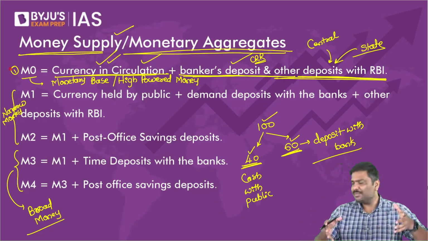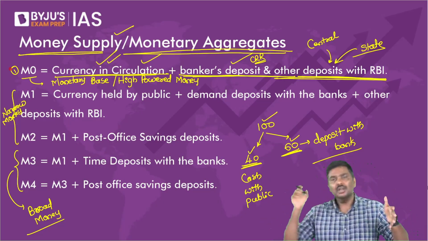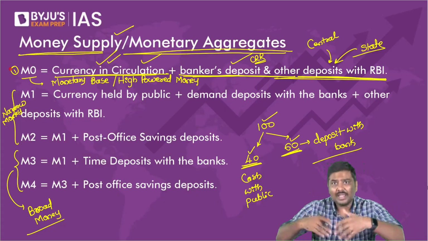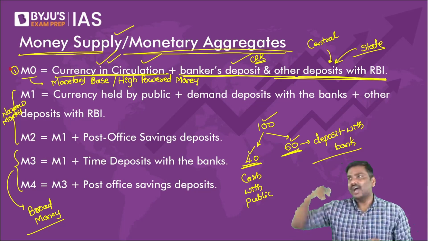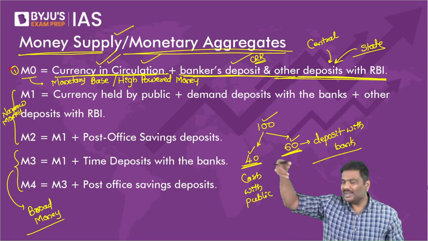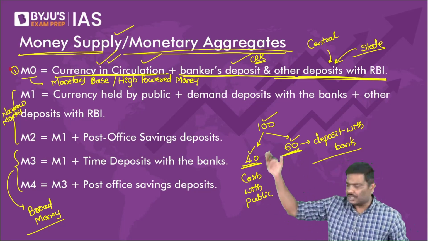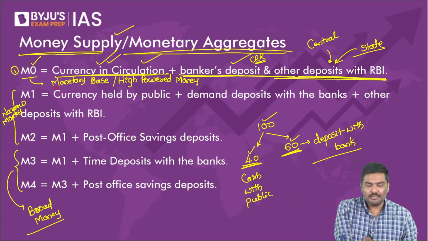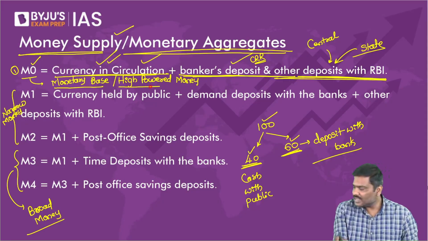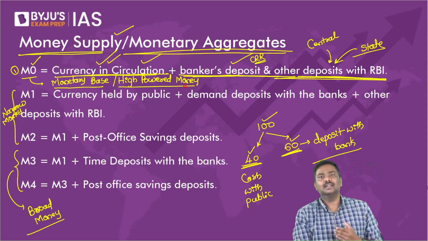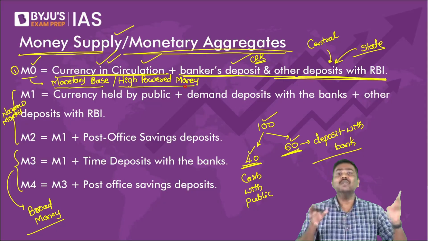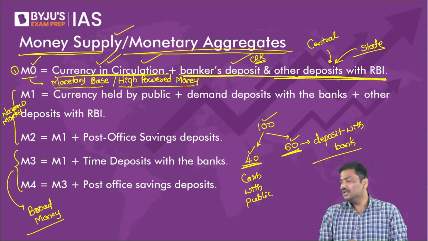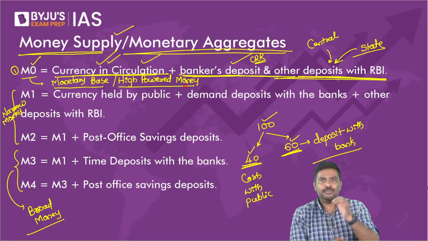Anybody has a problem with the calculation I've given in Formula 1? Formula 1: currency in circulation, that is how much money has been printed by RBI and issued, plus how much money is kept with the RBI by the banking sector, and how much deposit both central and state governments and other institutions have kept with RBI. That is M0. This is called the monetary base, or high powered money. That is the name for M0.